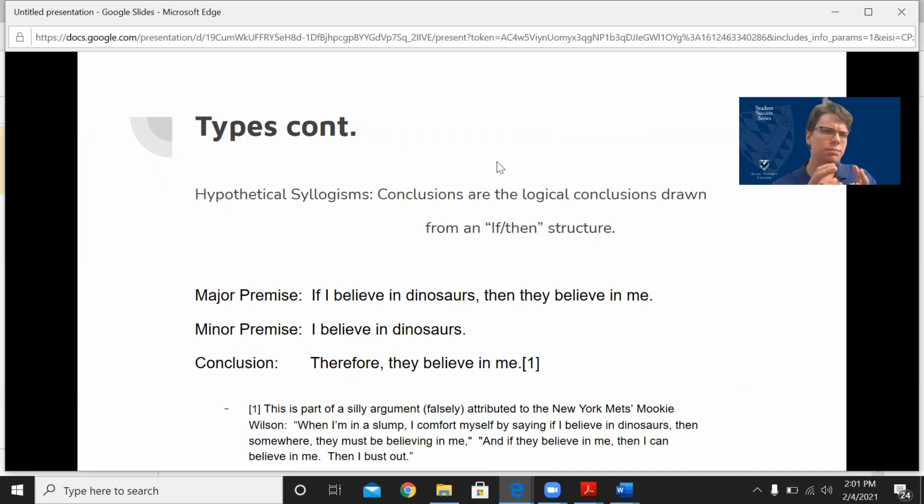The second type of syllogism is a hypothetical syllogism, and we haven't seen an example of this until this point. This is really an if-then statement. So the major premise is, in this example here, if I believe in dinosaurs, they believe in me. So that's an if-then statement. The minor premise is I believe in dinosaurs. So therefore, I can come to the conclusion that dinosaurs believe in me. If one thing is true, then the other one must be true.